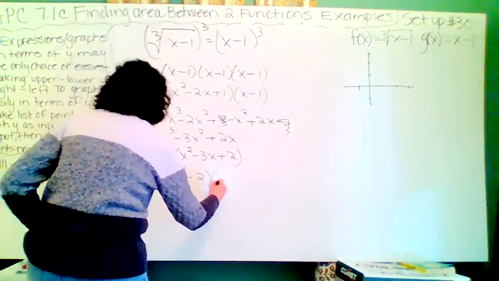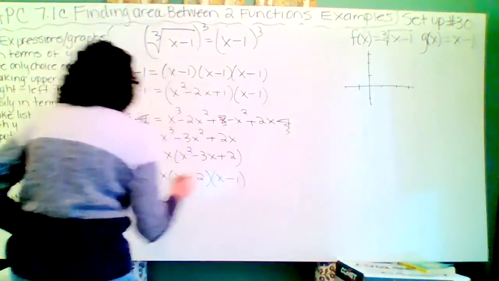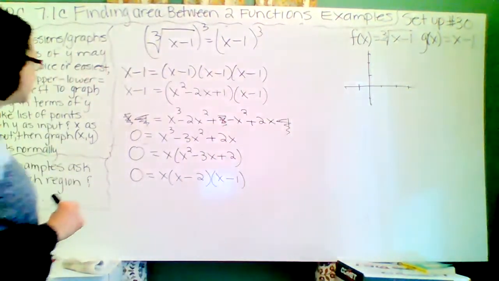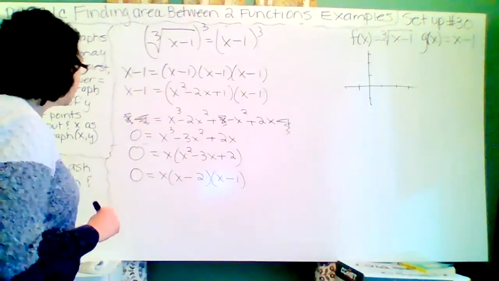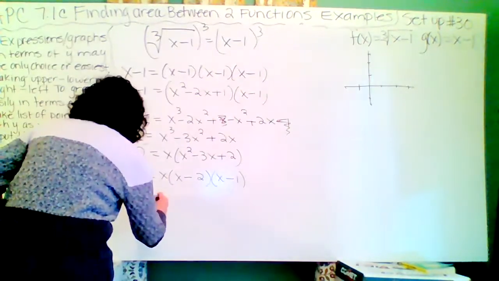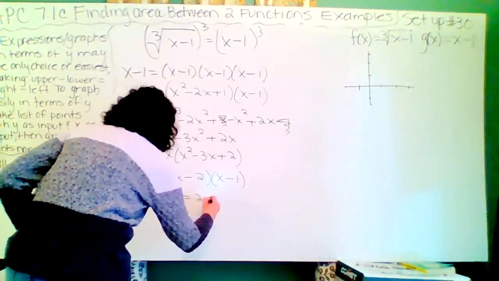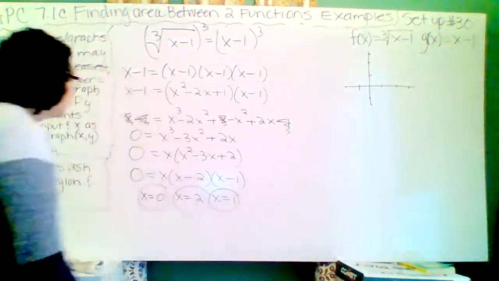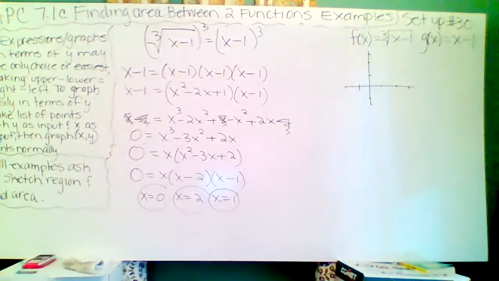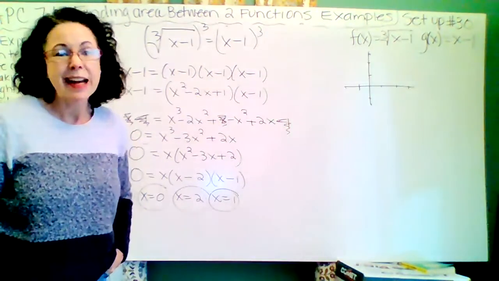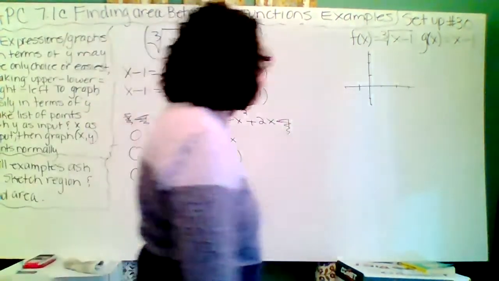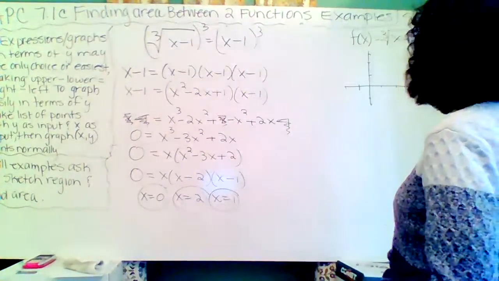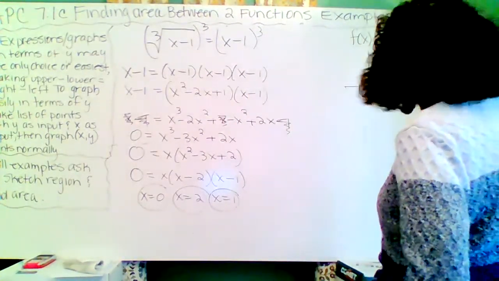I can factor two numbers that multiply to a positive 2 and add to a negative 3. There we go. So now you can see why we're doing this, right? There are actually 3 intersection points going on here. That's a lot. Okay, now let's graph the line first, right? So 0, 1, and 2.